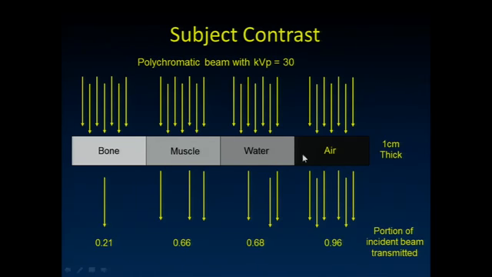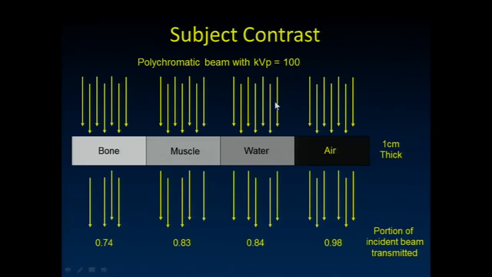So here are those same tissues, and we've now irradiated them with a polychromatic X-ray beam, kVp equal to 60. And here's the percentage of the X-rays that would make it through 1 centimeter of bone, muscle, water, and air. And notice the difference here, 0.66 and 0.68. These are still very close to each other.